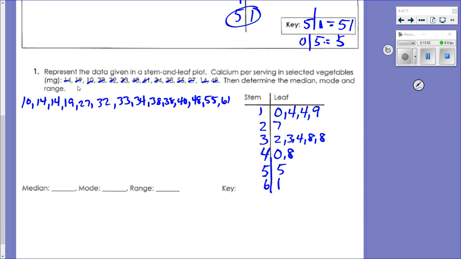So how many data points did I have? 14. So my middle is going to be 7 and 8. So count 2, 4, 5, 6, 7, and 8. That's those 2 numbers. So what 2 numbers is that? 33 and 34. So my median is 33.5. As I wrote it, what numbers repeated? 14 and 38. So I have 2 modes. My range, my lowest number was 10. My highest was 61. So that gives me a range of 51.